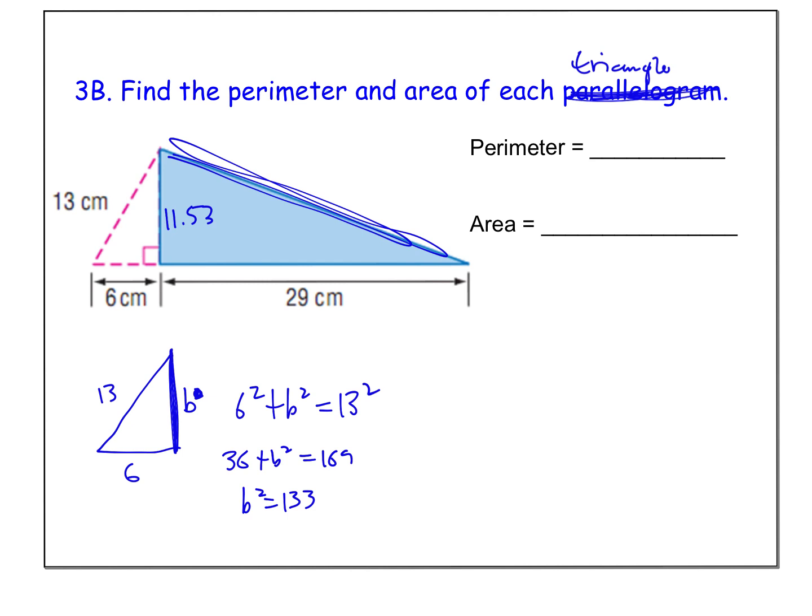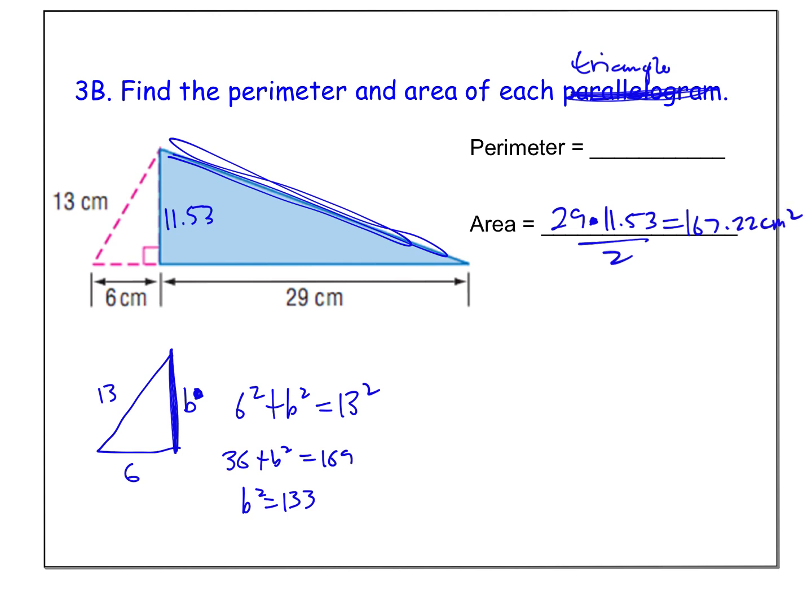So what I'll do is I'll say this. My area is just going to be 29 times 11.53 divided by 2. And that, after some calculator mashing, is just 167.22 centimeters squared.